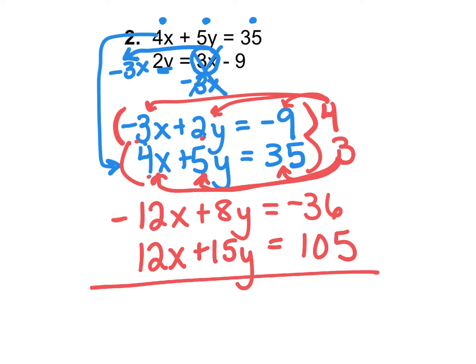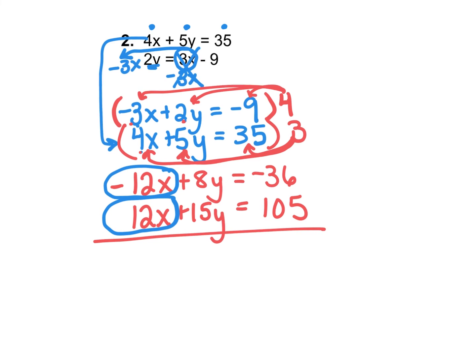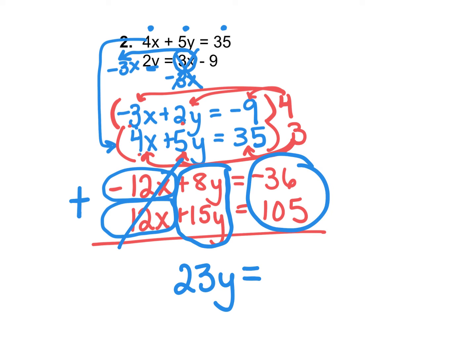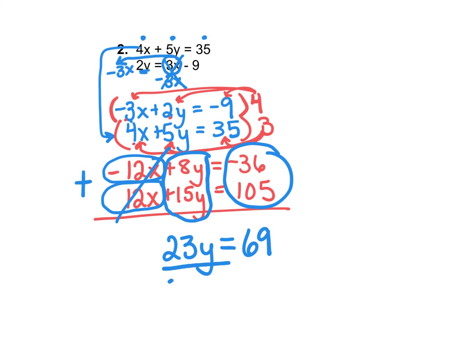Okay, now this time it turned out that the variable that kind of matches up here, they're opposites. The negative 12x and the positive 12x are opposites. So that's good. That works really well because now I can just add my lines together and those x's will be eliminated. And then if I add up the y's, 8y's plus 15y's is 23y's. And if I add these constant numbers, that's going to equal 69. And then I'll keep solving that, so I'll divide both sides by 23 and figure out that y equals 3.